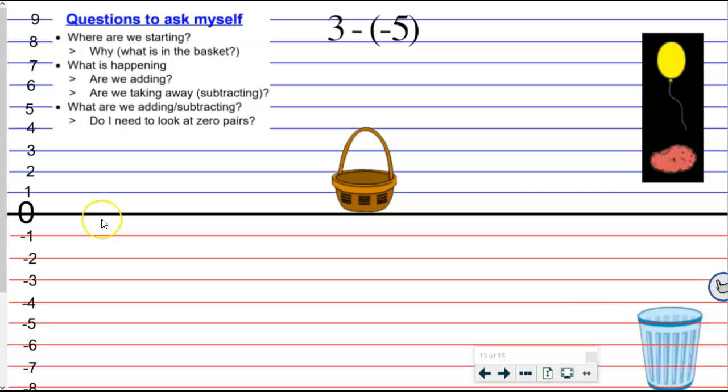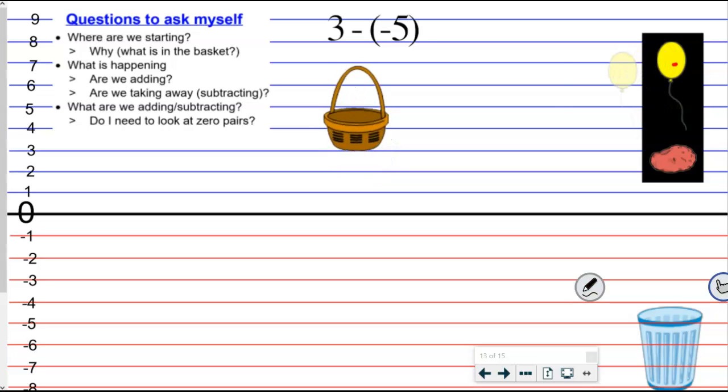Ready, set, go. Okay, now that you have had a chance to complete it, we've got students up at the board ready to complete it. Yeah, where is the basket starting? Starting at 3. Good. It's starting at 3 because we have 3 balloons in the basket, pulling it up to 3. Keep going. Why? What in the world is happening with these 0 pairs? Why are you doing that?